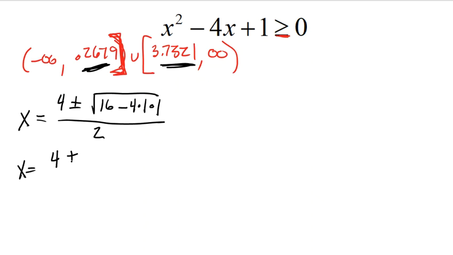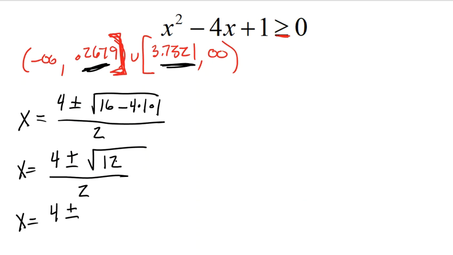So I get 4 plus or minus the square root of, let's see, let me try to do this in my head. 4 times 1 is 4. 16 minus 4 is 12, all divided by 2. I could clean this up because please, you've got to make sure that you reduce square roots. Oh, I'm going to take points off. You better believe it. So 12 is 4 times 3.